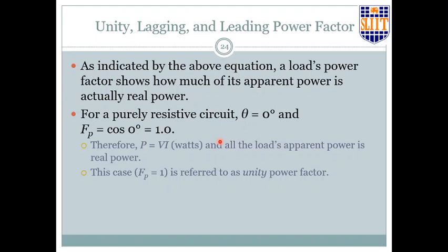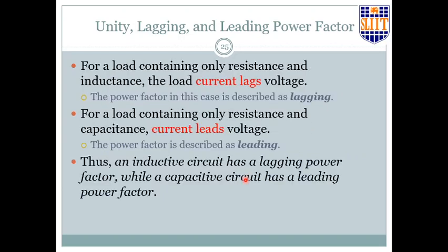So in that case P is VI cos theta. Cos theta is 1, and therefore P will be directly VI. It's for a resistive load: a heater, immersion heater, hot plate, all those are purely resistive loads. In that case we call it unity power factor. Unity power factor becomes 1.